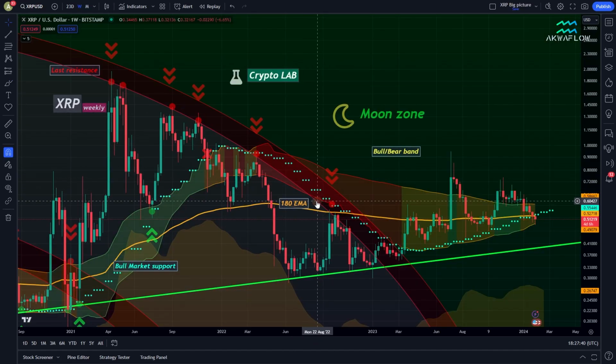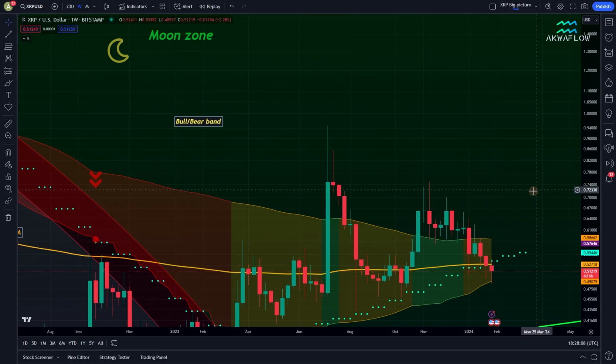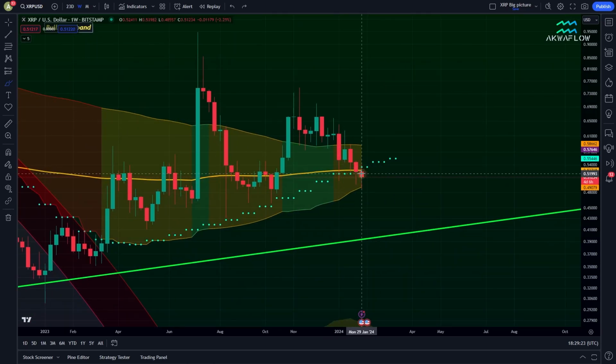So, this is the most accurate chart that I've been sharing with you so far. And right now, I have bad news and good news. First, the bad news. As you can see, currently XRP is trending below the bull market support with the blue dots. The bull market support is currently around 53 cents, and currently, as I speak, XRP is around 51 cents.